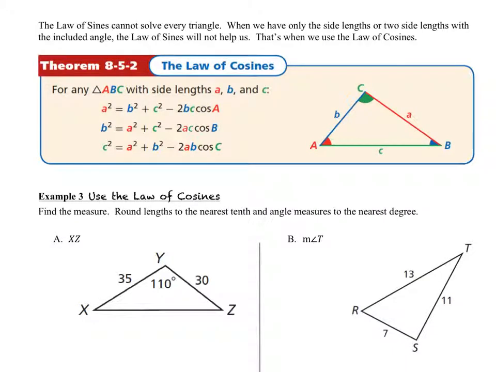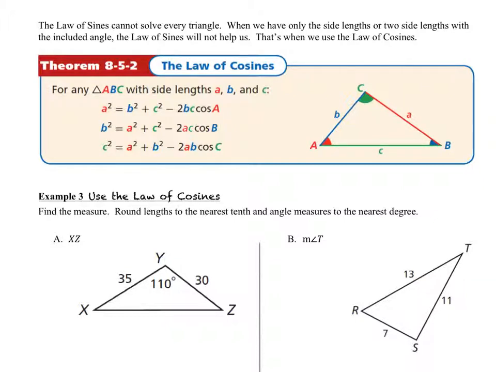We have the law of cosines because the law of sines cannot solve every triangle. When we have only side lengths or 2 side lengths with the included angle, the law of sines is not going to work for us, so that's when we use the law of cosines. Theorem 8-5-2, the law of cosines says for any triangle ABC with side lengths A, B, and C, and then you see these different formulas that we have that are solved for the side length squared.